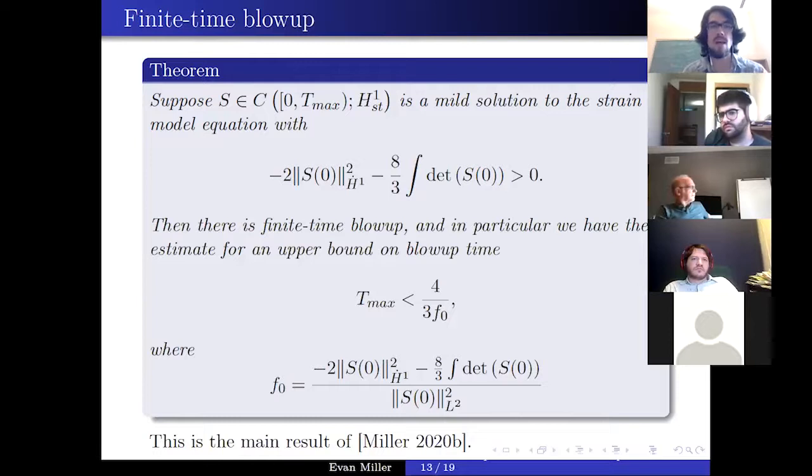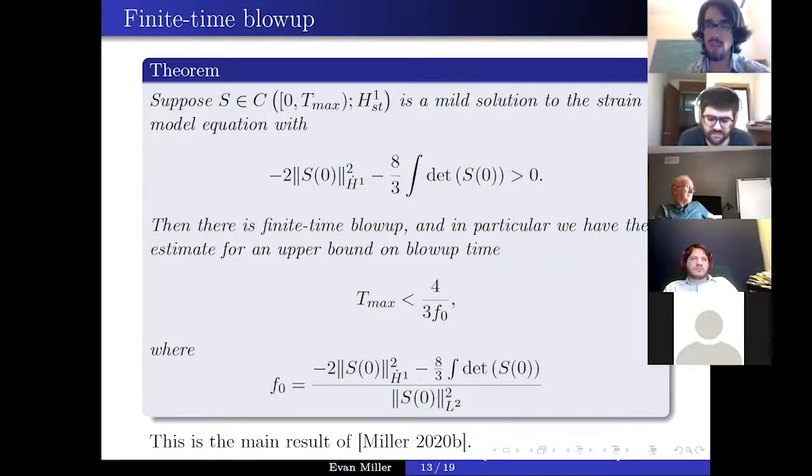And in particular, we took viscosity to be one just for simplicity's sake. But if we take the viscosity to be mu, then we actually get the condition just minus two mu times the H1 norm of S squared minus the integral of the determinant of S. And so basically, if you take any S in H1 such that minus the integral of the determinant is positive, then there'll be blow up for some viscosity. If you pick a small enough viscosity, it'll blow up, because you need to beat viscosity. So if you fix S in H1 where there's vortex stretching, then if you pick a small enough viscosity, you'll blow up in finite time.